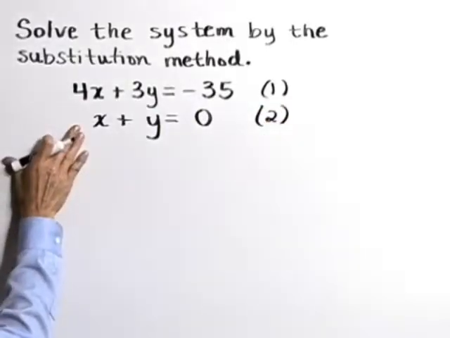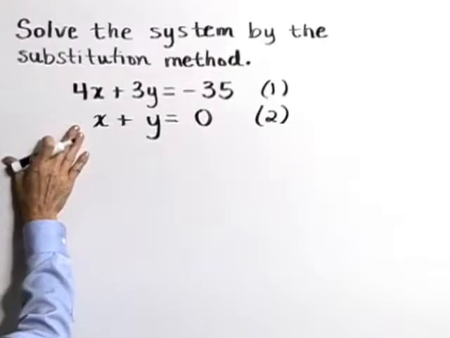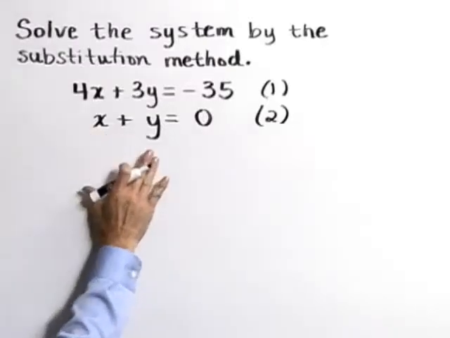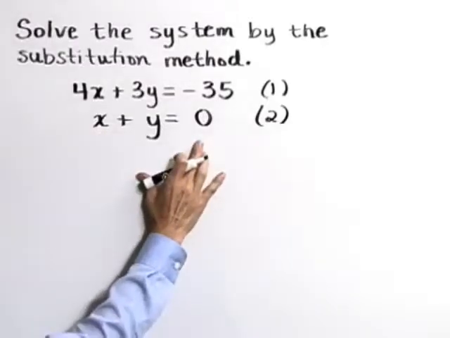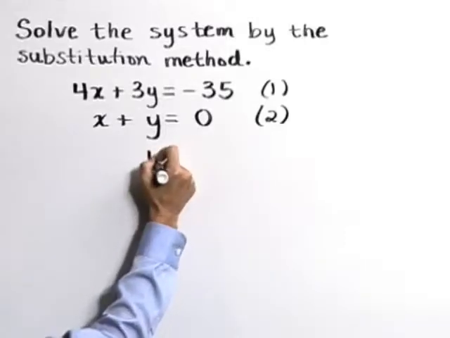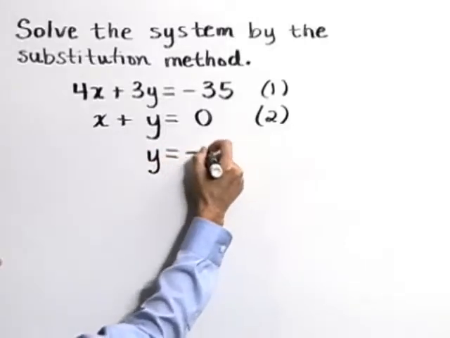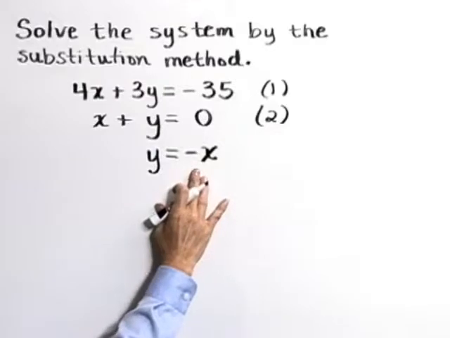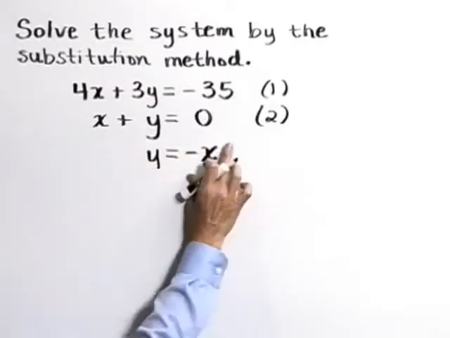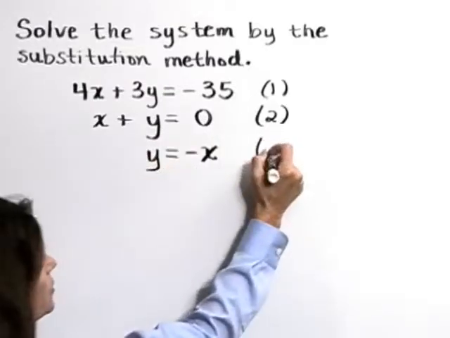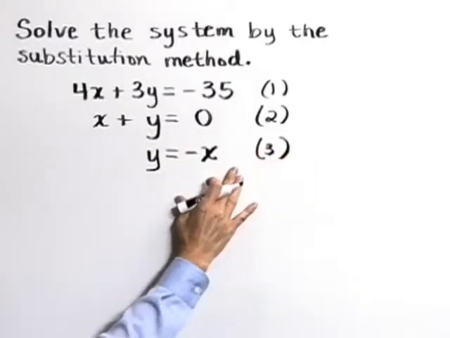Now, if we choose equation 2, we can pretty easily solve it for one of these variables. So I'm going to go ahead and solve it for y by subtracting x from both sides. Thus, this equation becomes y is equal to negative x. So we have y solved for. I'm going to identify this as equation 3.